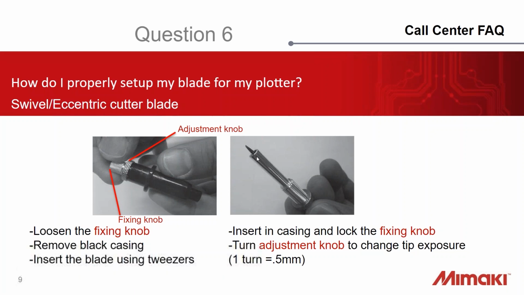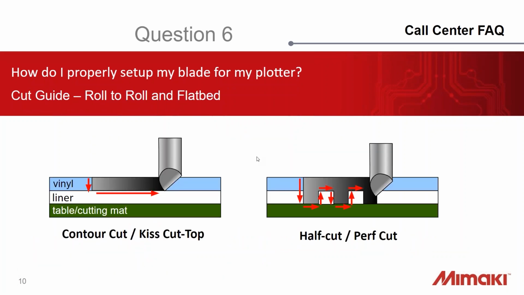So the next couple slides show how far we want the blade to come out. If we are going through and want to just chop the vinyl and leave the liner intact, we generally want to have the blade at least clear the bottom of the vinyl. The official Mimaki recommendation is to have the tip of the blade run about halfway through the liner.